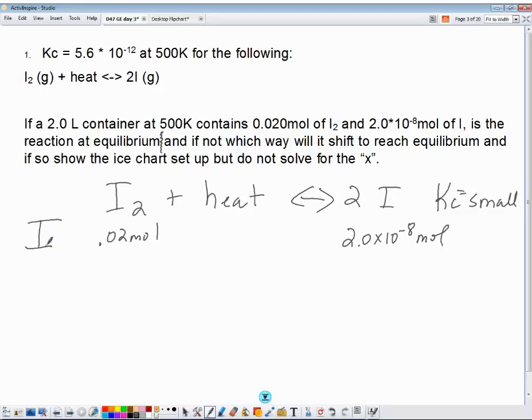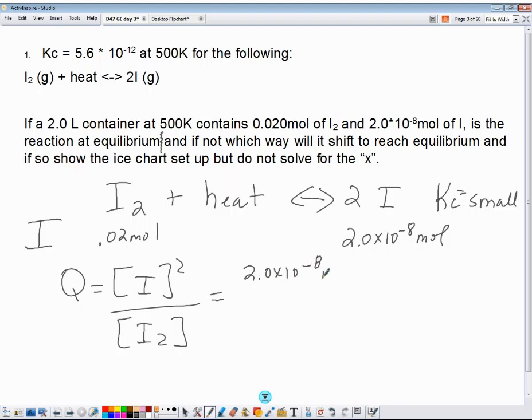So I have to plug my numbers into the expression, which says I squared over I2. Let's find our Q value and compare it to my Kc, 5.6 times 10 to the minus 12. All right, so we plug it in. 2.0 times 10 to the minus 8 moles, my volume is 2 liters, isn't it? Yes, it is. And the top one gets squared, divided by 0.02 moles divided by 2 liters.